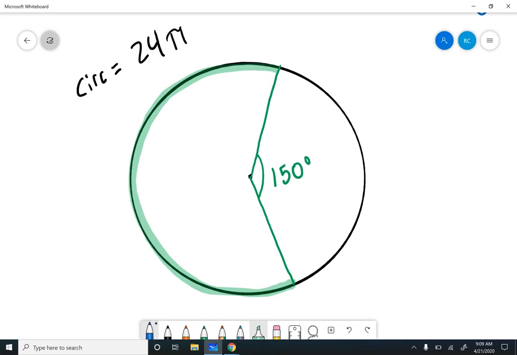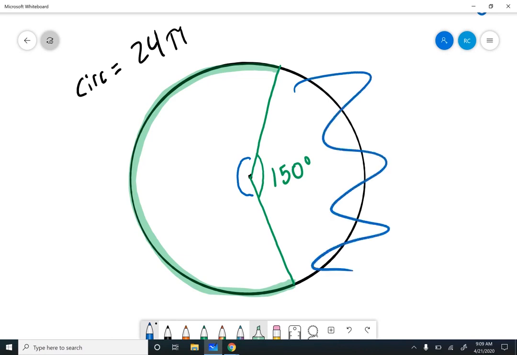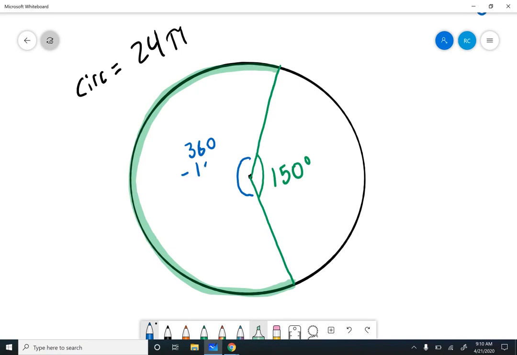Now, there are a couple of steps to this. The first thing you need to do is figure out what this angle is, because we're not interested in this side. Well, again, we know that an entire circle is 360 degrees, so this angle here must be 360 minus 150, which is 210 degrees.